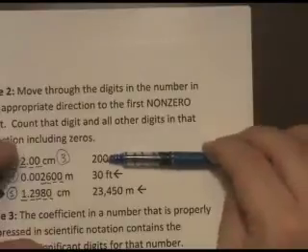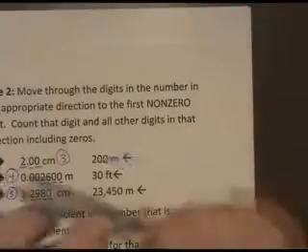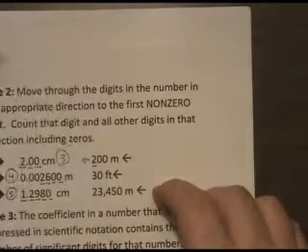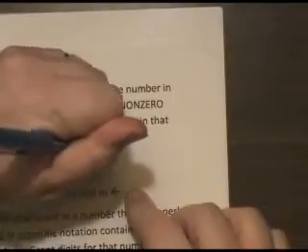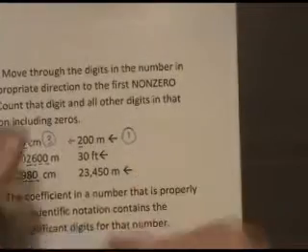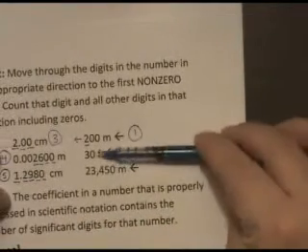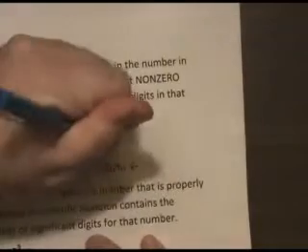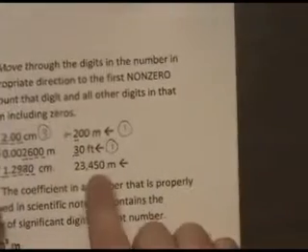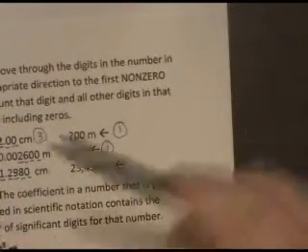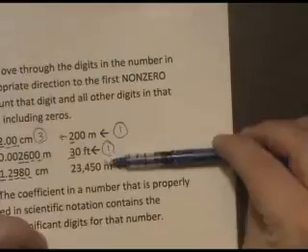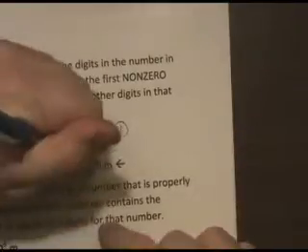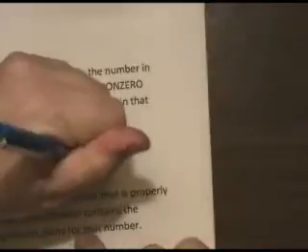We go to the first digit that is not a 0. We count it and everything else in that direction. In this case, there is nothing else in that direction, and this number has 1 significant digit. 30 feet, we approach that from the right, go to the first thing that's not a 0, we get the 3, that's again 1 significant digit. 23,450 meters, go to the first non-zero digit, which is the 5, count the 5 and everything else in that direction, and we get 4 significant figures.